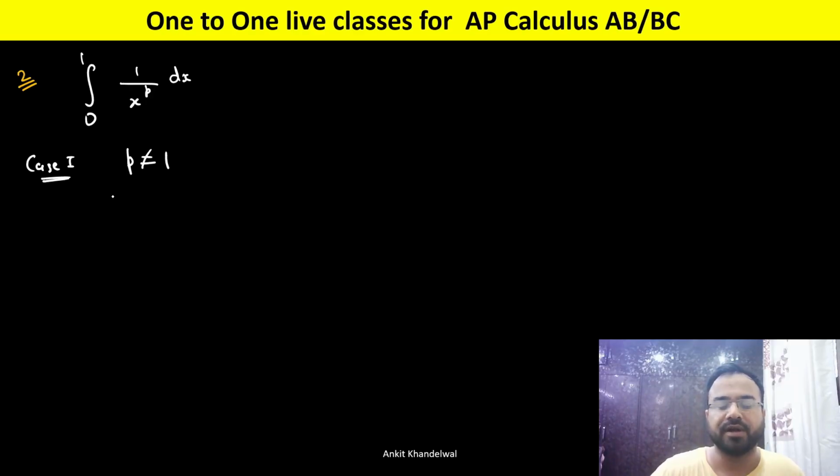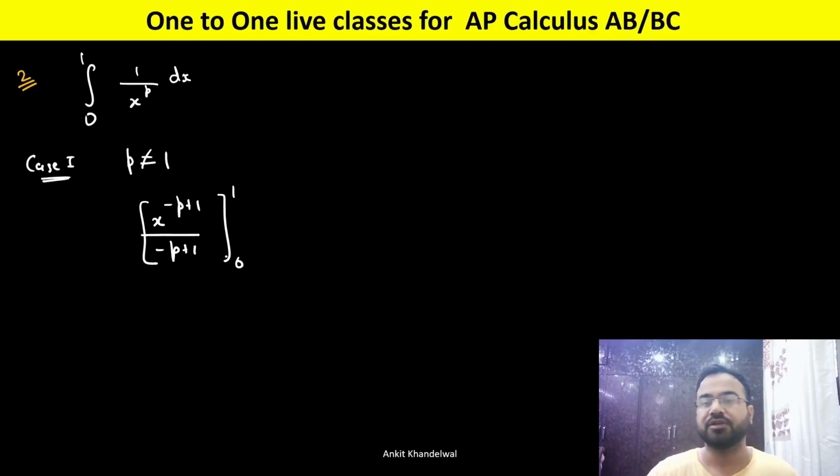The integration will be like this, again the same thing: x to the power of minus p plus 1 upon minus p plus 1, and the limit is going from 0 to 1. Due to the 0 it is an improper integral. So case 1, when p is not equal to 1, I am taking first when p is, let's say, less than 1.